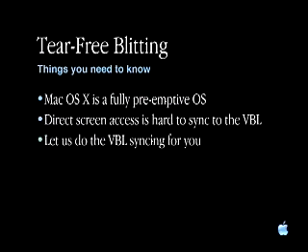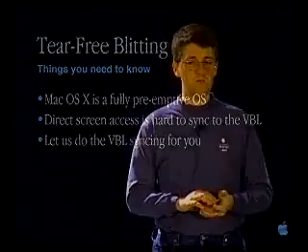So along the lines of tear-free blitting, some other things to watch out for. Since Mac OS X is a fully preemptive OS, you don't always have control of the whole machine. You don't always have control of when you get swapped in and out. So if you try to do direct screen access, which you can do with the CGDirectDisplay API, it's going to be very hard to sync to the VBL because the scheduler is always trying to balance things and swap things in and out to make sure everybody has time. You may be halfway through drawing to the screen and get swapped out. It's the way things go. So that makes it very difficult.